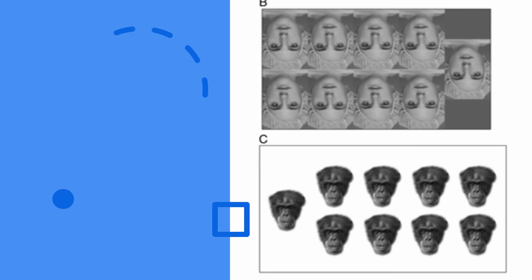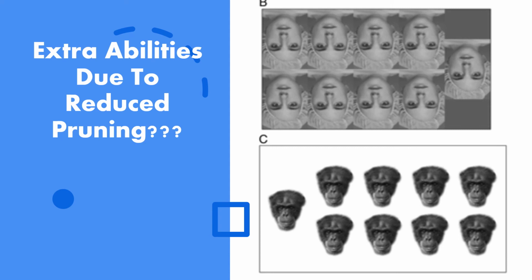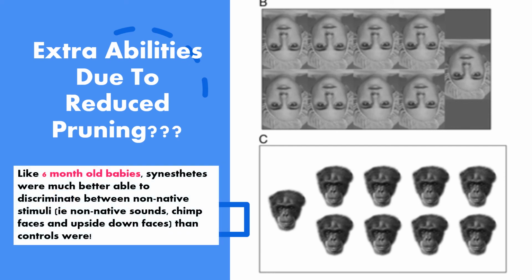In addition to the lack of synaptic pruning causing extrasensory perceptions, the additional synaptic connections that synesthetes possess may also give them other unique abilities. One study found that synesthetes had the superior ability compared to non-synesthetes to discriminate between different non-native stimuli, for example sounds, chimpanzee faces and upside-down faces. This type of discrimination ability usually decreases after synaptic pruning occurs in children, as 6-month-old babies are much better at making these discriminations than older children.